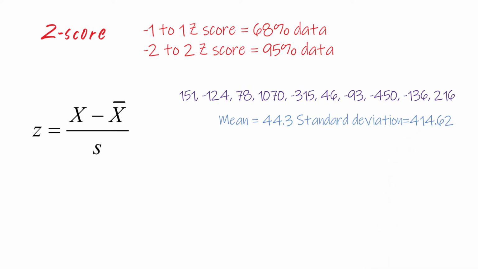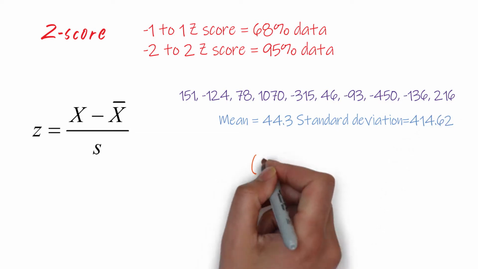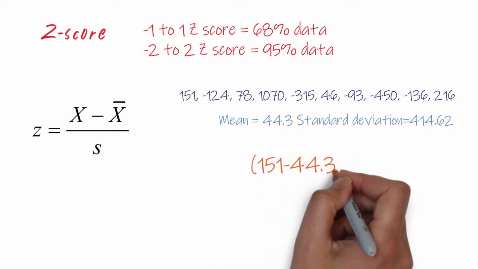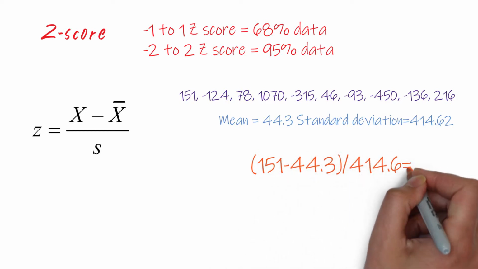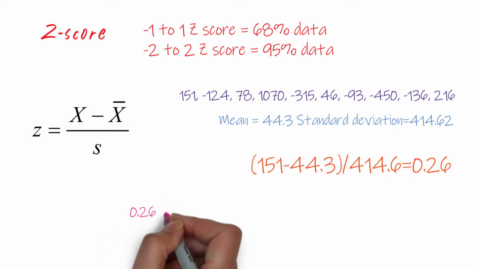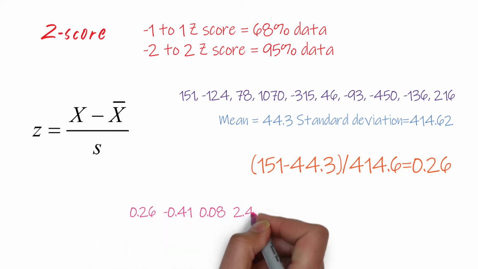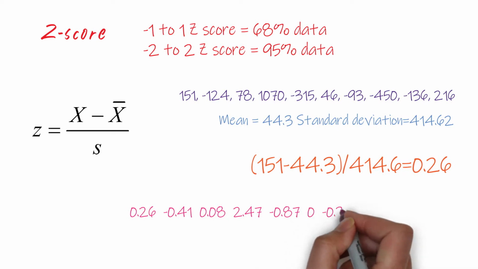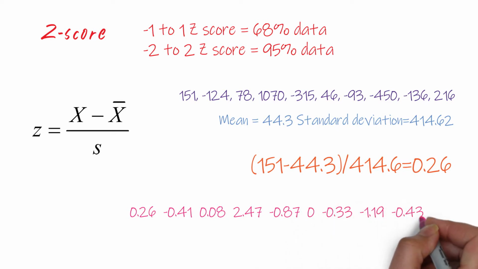We will take the first data point, which is 151. We subtract the mean from it, so 151 minus 44.3 is 106.7. Then we divide it by standard deviation, so you end up with 0.26. First z-score of the data set is 0.26. When you do the same to all the data points, you end up with standardized set like this.